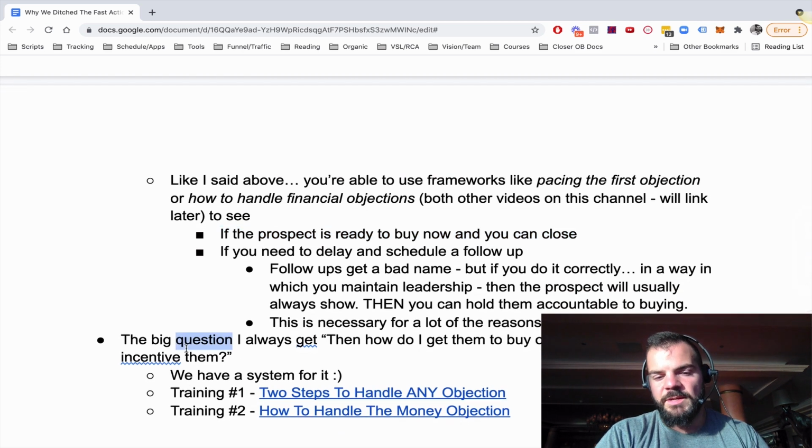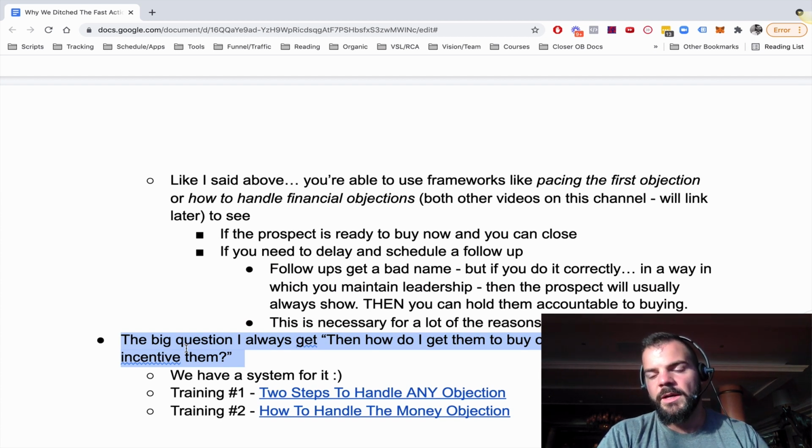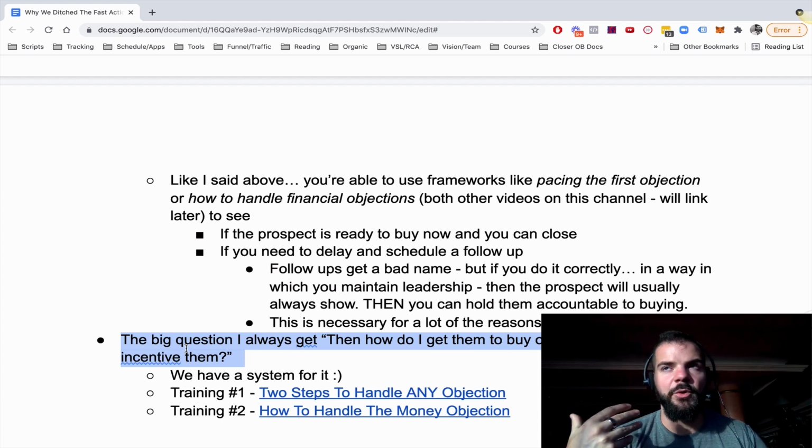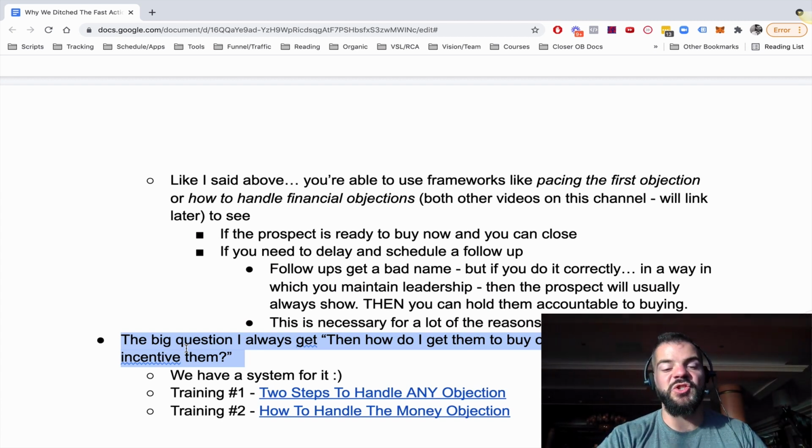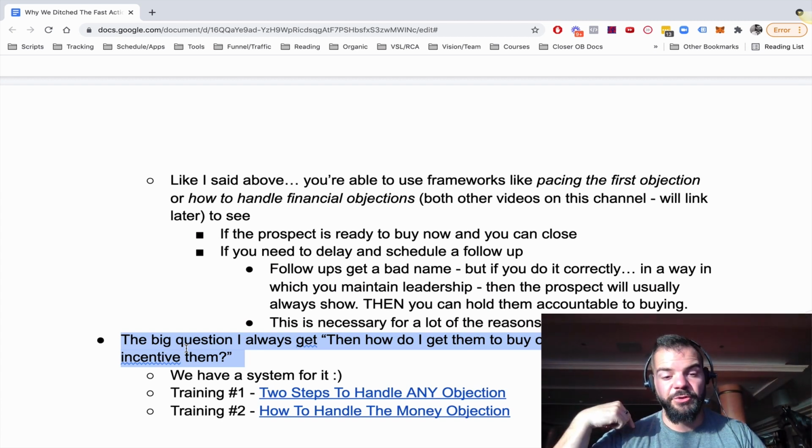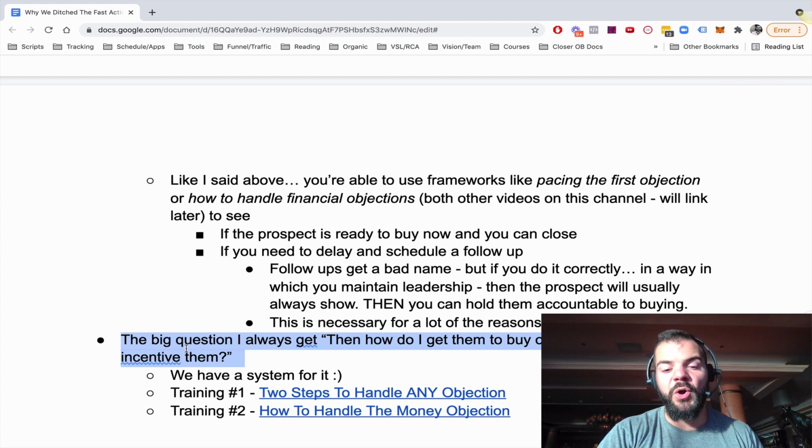So obviously, whenever I recommend this structure to people, the big question I always get is, well, how do I incentivize them to buy now on that call if there's no incentive? Well, again, remember, a fast action discount or a pricing incentive is external pressure. That's them doing it for your reasons. We want to create internal pressure to where there's massive pressure for them doing it for their own reasons.